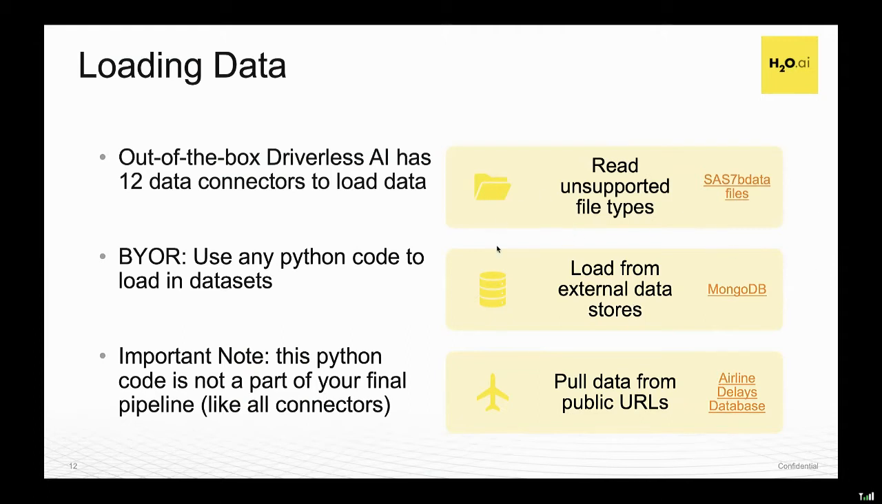We also have examples of loading from external data stores that aren't supported out of the box. An example here goes to MongoDB. And then you can also pull data from any public URL. So if there is a public data set you want to use, but you don't want to go to it, download it to your local machine and upload it, you can now use a Python recipe that will pull it from the public URL directly into Driverless. And this can do additional steps such as joining the data and pre-processing, but again, that won't be in the final pipeline. So these are some examples of bringing data into Driverless AI with a data loading recipe.